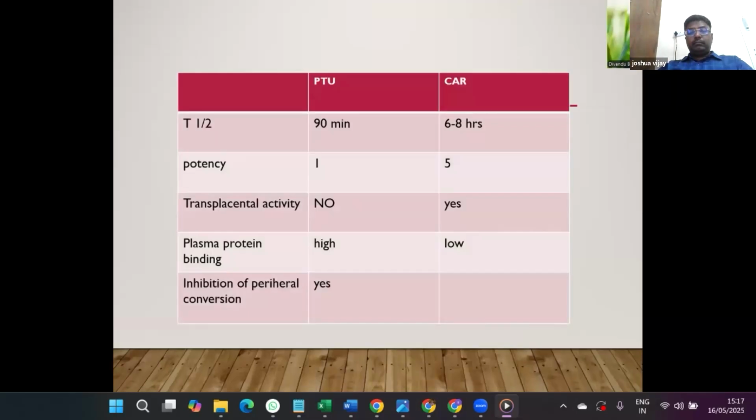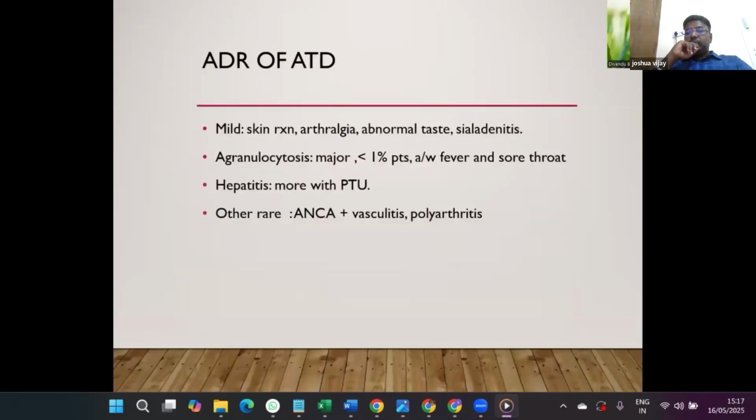There is some comparison of propylthiouracil with carbimazole. The half-life of propylthiouracil is only 90 minutes, and carbimazole is 6 to 8 hours. Potency of carbimazole is 5 times higher. Transplacental activity is there for carbimazole. There is no transplacental activity of propylthiouracil. That is why during pregnancy we switch over from carbimazole to PTU. PTU is highly plasma protein bound, and it inhibits the peripheral conversion too.